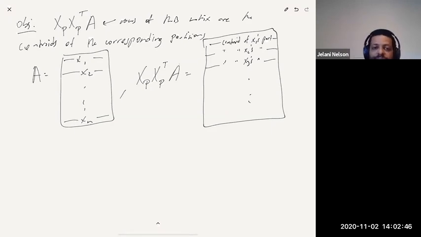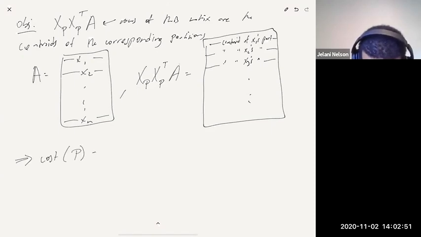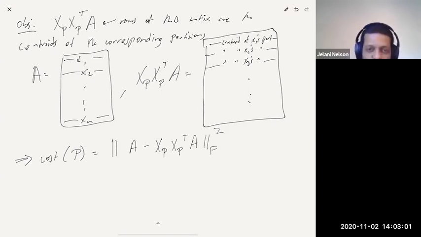Which implies that the cost of that partition is exactly the Frobenius norm squared of A minus X_P transpose A. Just look at it row by row. Row by row, this difference matrix is X1 minus its centroid. Now for the Frobenius norm squared, we square that row's norm, plus X2 minus its centroid, square that, add it in, etc.